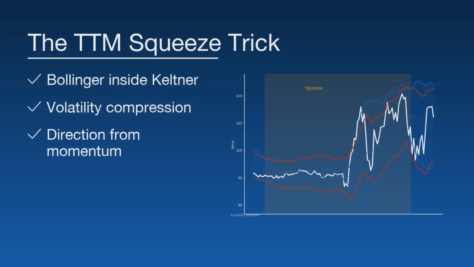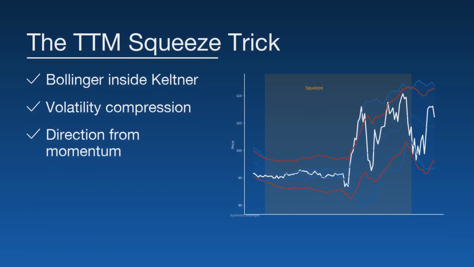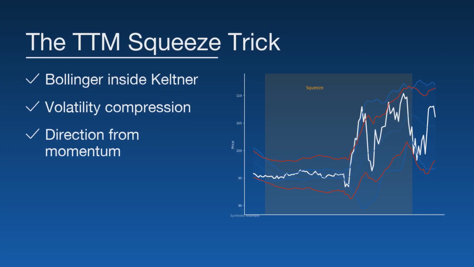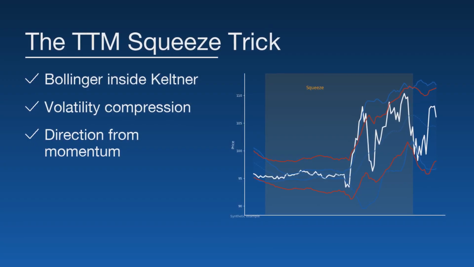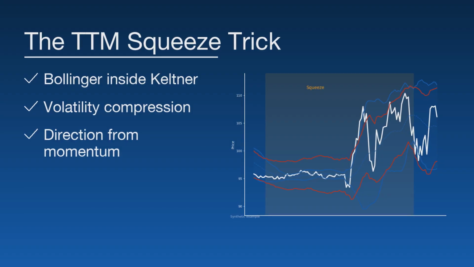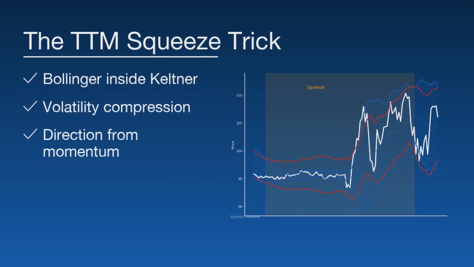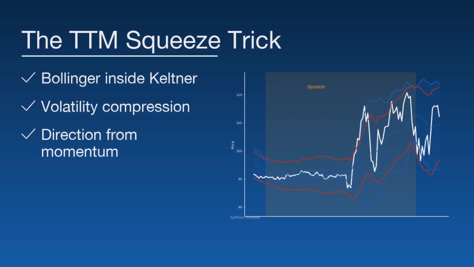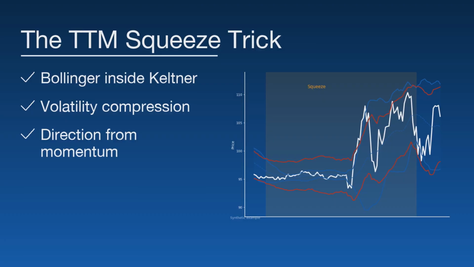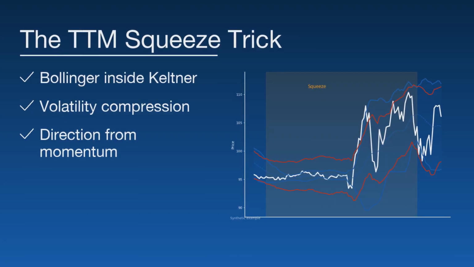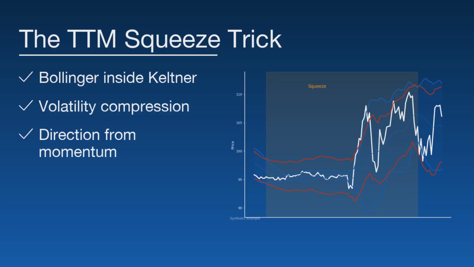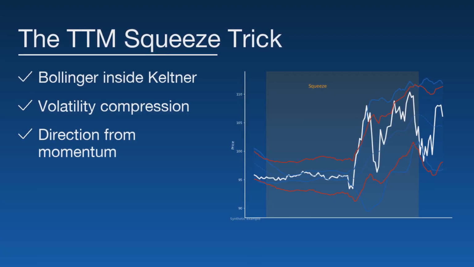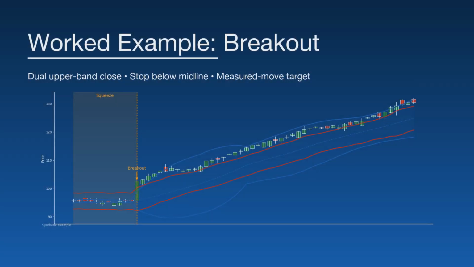Here's the Confluence Pro's use. When Bollinger bands contract inside the Keltner channels, you have a squeeze. Standard deviation has fallen below ATR, meaning closes have tightened relative to true range. This compression almost always resolves with an expansion. The squeeze itself doesn't tell you direction, so pair it with a momentum oscillator or a break of structure to take the trade.